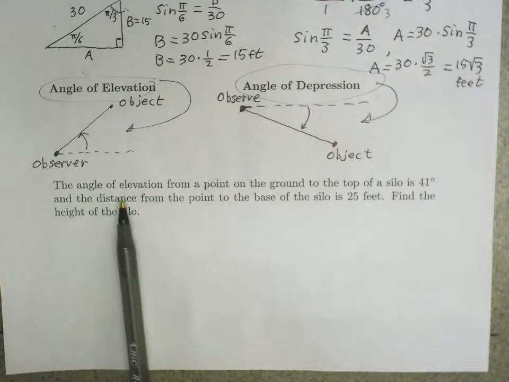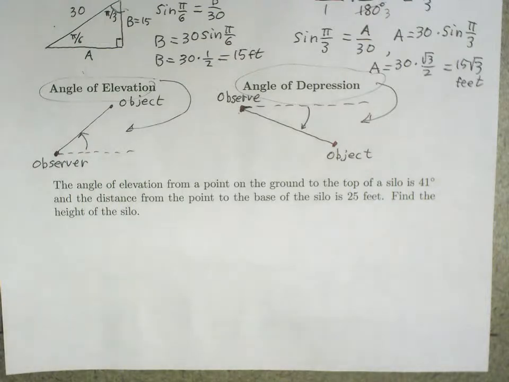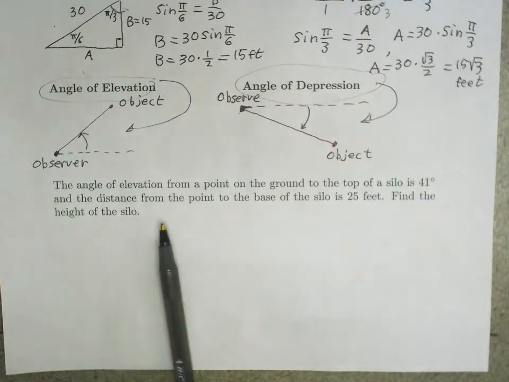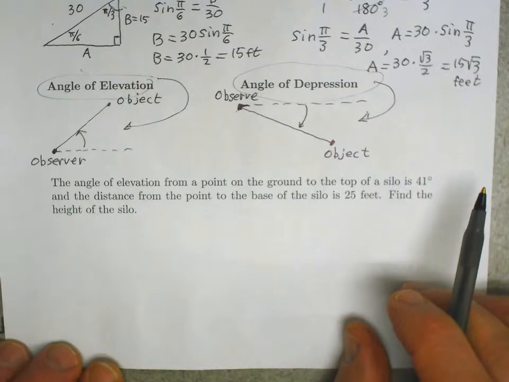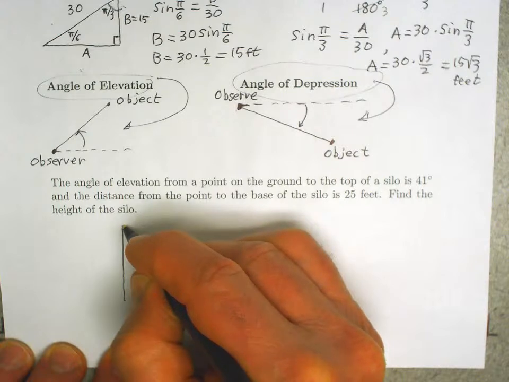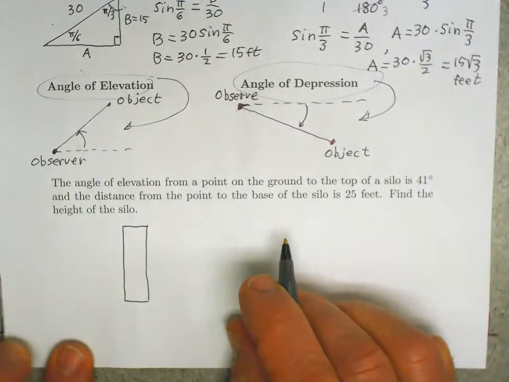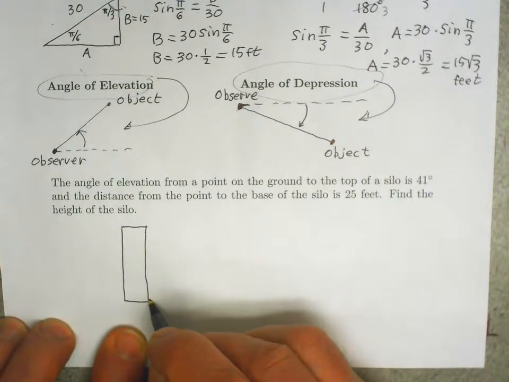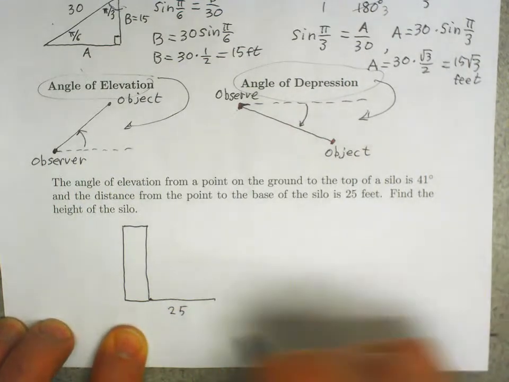This one says the angle of elevation from a point on the ground to the top of a silo is 41 degrees, and the distance from the point to the base of the silo is 25 feet. So find the height of the silo. So it might help to draw a picture. So here's the silo. And then 25 feet away from the base, this is 25 feet.